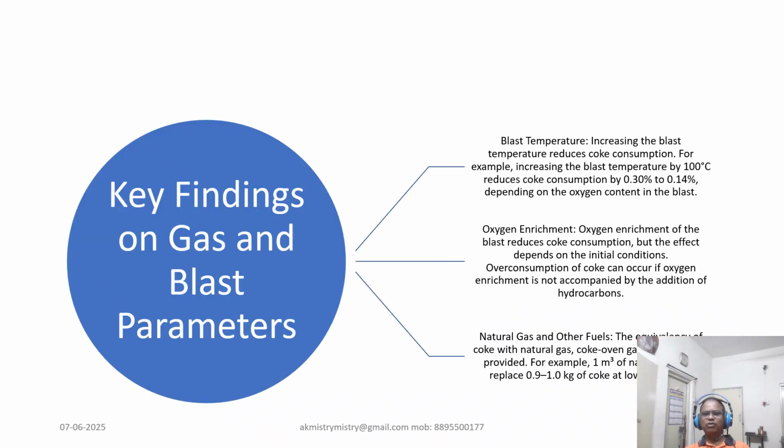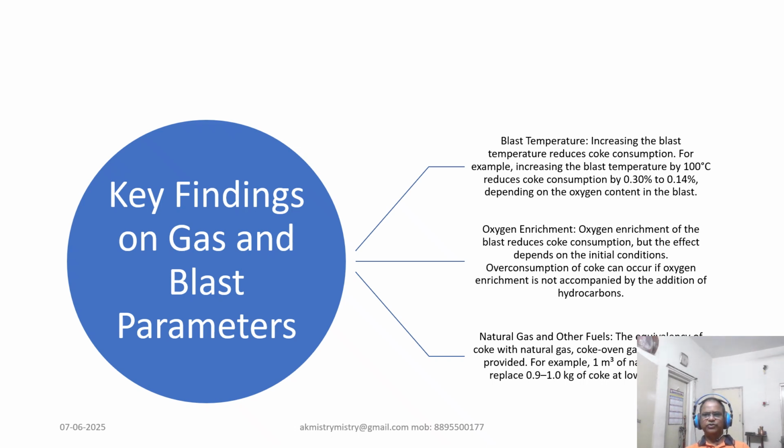Now, key findings on gas and blast parameters. As you can see, we will have a look at gas and blast parameters in more detail. Increasing blast temperature directly reduces coke consumption by around 0.14% to 0.30% for every 100 degrees centigrade rise, depending on oxygen content. Now, oxygen enrichment also lowers coke rate, but only when supported by hydrocarbon fuel injection. Without that, enrichment alone may cause overconsumption.